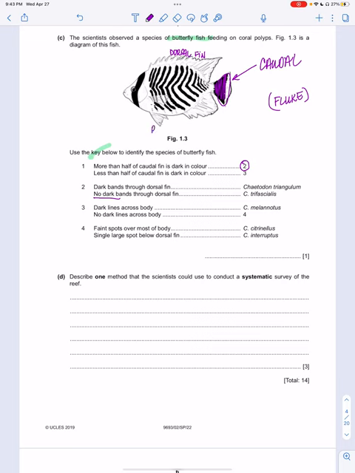There are no dark bands on the dorsal fin. This is the pelvic fin. This is the anal fin. They always have a pelvic fin, but if there's a second one, it's the anal fin. Pectoral, it's on the side, like where our pectoral muscles would be.